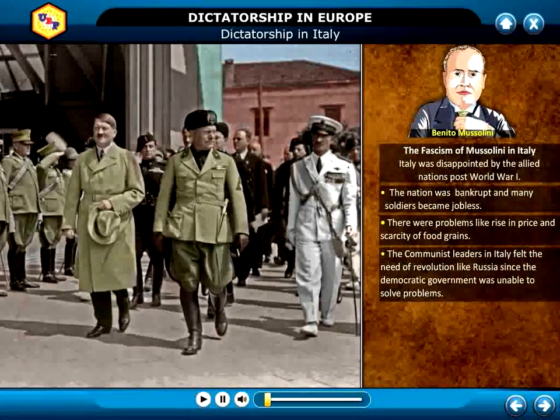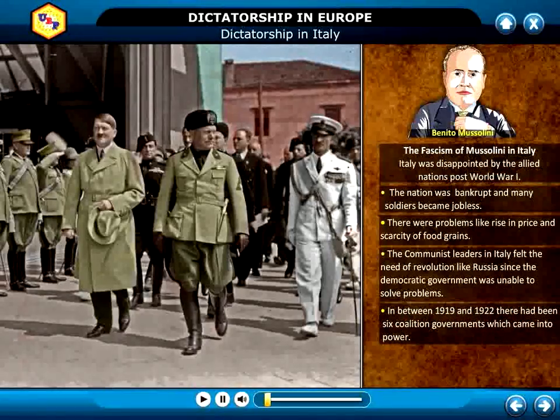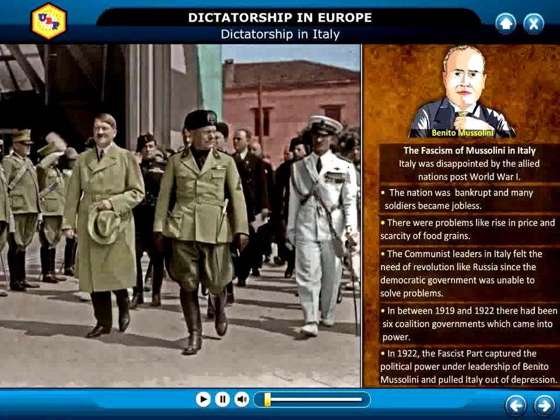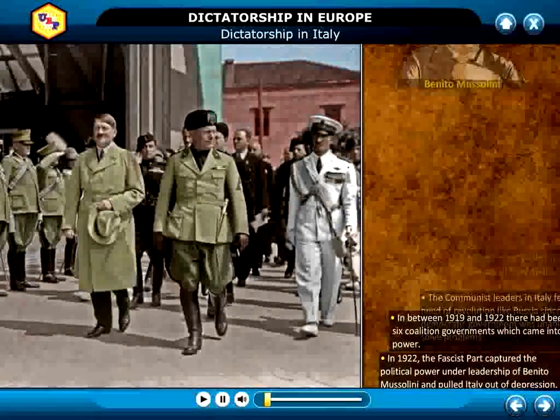The communist leaders in Italy felt the need of a revolution like Russia, since the democratic government was unable to solve problems. Between 1919 and 1922, six coalition governments came into power. In 1922, the fascist party captured political power under the leadership of Benito Mussolini and pulled Italy out of depression.